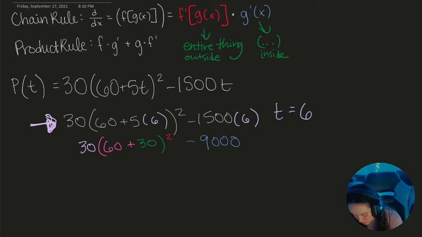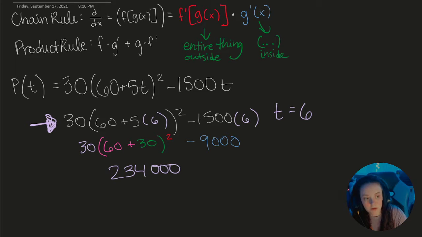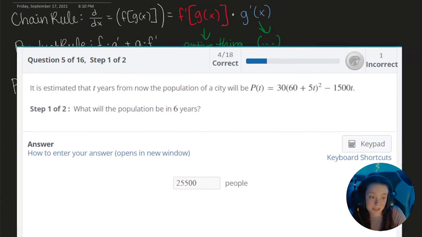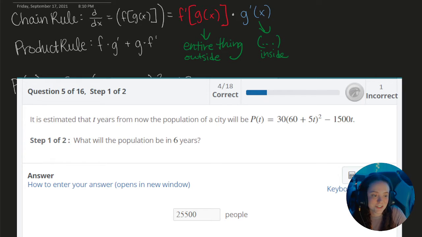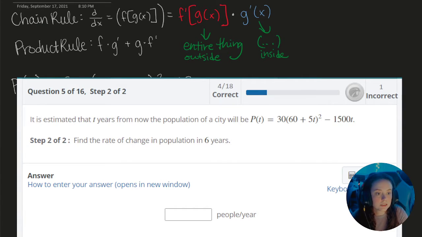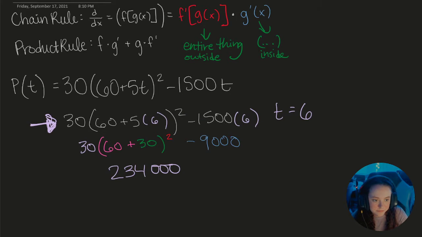So in this case, you should get 234,000. I worked this wrong originally and found the derivative first. I didn't need to do that. So I did get it wrong because I overthought it. I'm guessing that the next thing it's going to ask us is to work the derivative and find out the same information. Yes, it says to find the rate of change in population in 6 years as the next part. So I'm going to show you how to work that too. Okay?